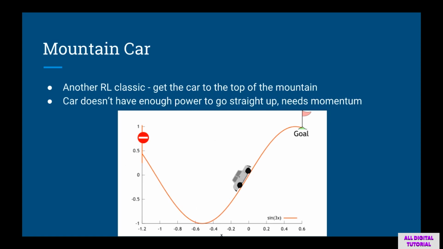We'll be training an agent for the mountain car task. This is another reinforcement learning classic. The goal is to apply the right force at the right time to get the car to the top of the mountain. The car by itself can't generate enough force to push itself up the mountain in one go, so it has to use momentum to swing itself to the top.